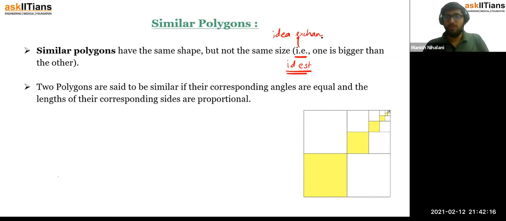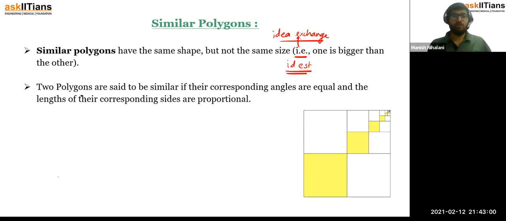So when you are writing the same idea in exchanged words, here we were talking about the same size, like similar polygons have the same shape but not the same size. So it was clear that it should not be of the same size, but we were writing the same idea in different words, and in those exchanged words one is bigger than the other. So when we say one is bigger than the other, it clearly means that the other one has to be smaller than the previous one, right? So similar polygons have the same shape but not the same size. In that case we say idea exchange.